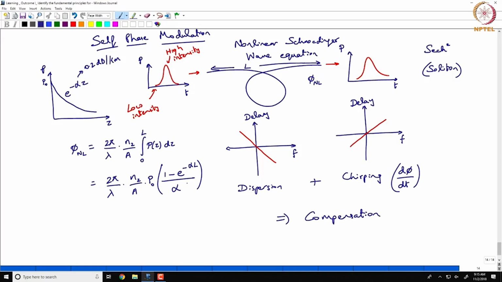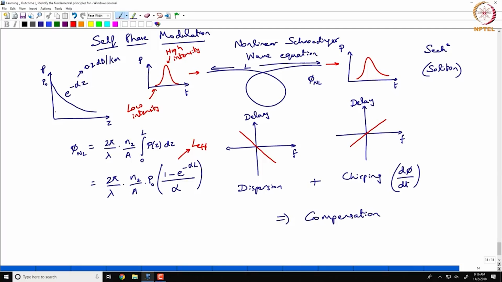Okay. So previously when we were looking at the phase, we were saying 2 pi over lambda n2 over a, power multiplied by length. Now instead of length we are actually having this thing in the parenthesis. So this is actually denoting an effective length. So what does that effective length mean?